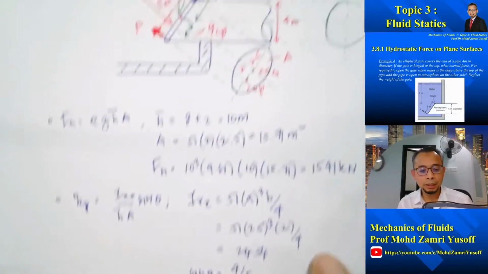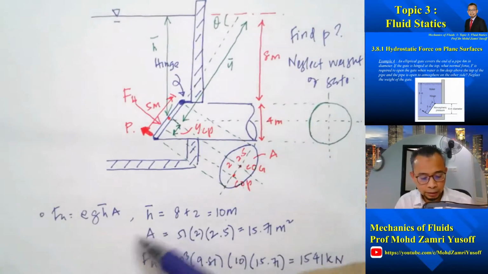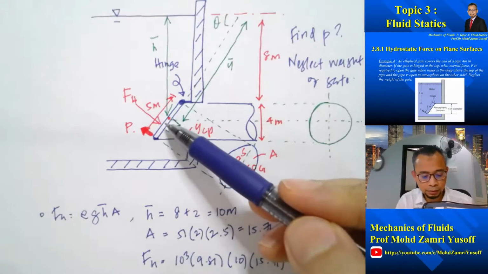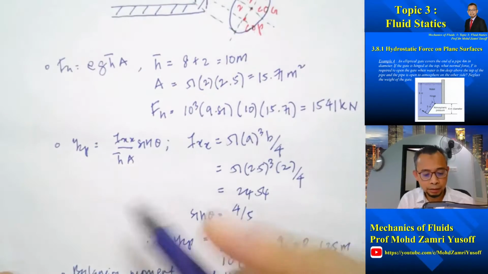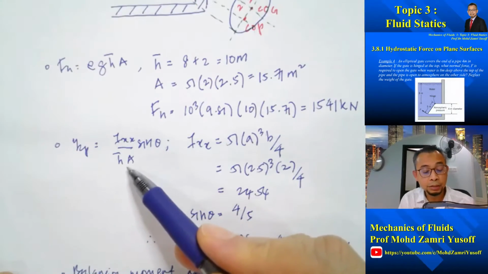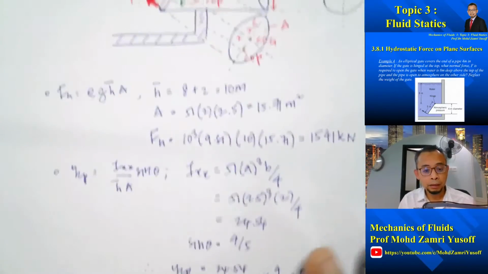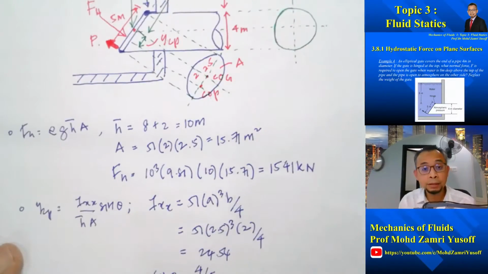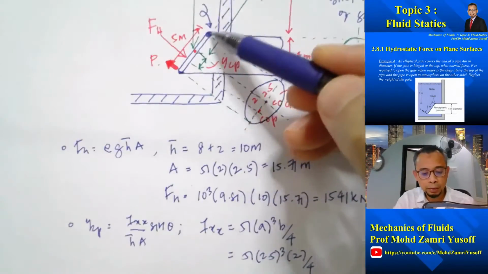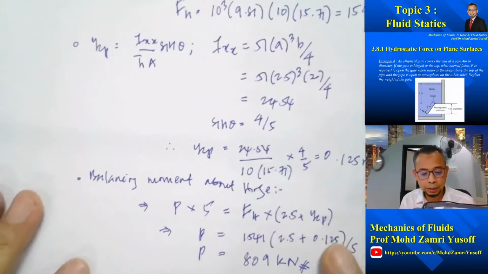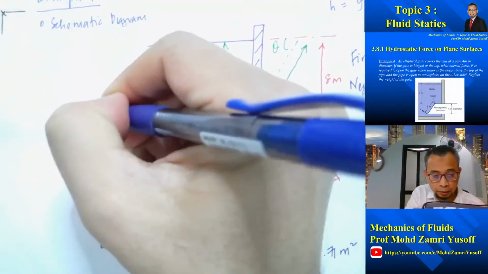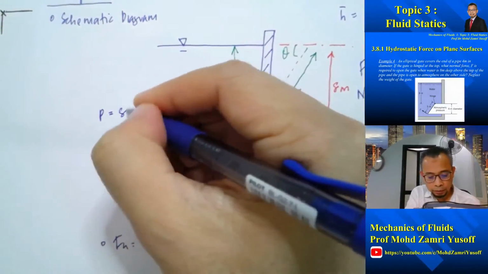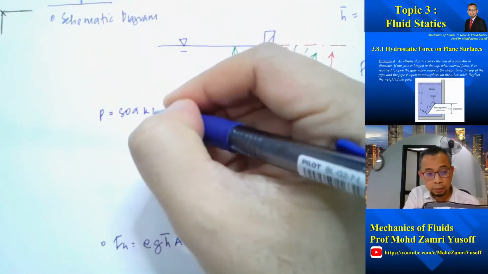Okay, so if you recall what we did just now, we calculated the hydrostatic force, rho g h bar A. Then after that, we calculated YCP, Ixx over h bar sine theta A. So we get YCP, and finally we take moment about the hinge, and that allows us to calculate the force P. So we get P equal to 809 kilonewton.